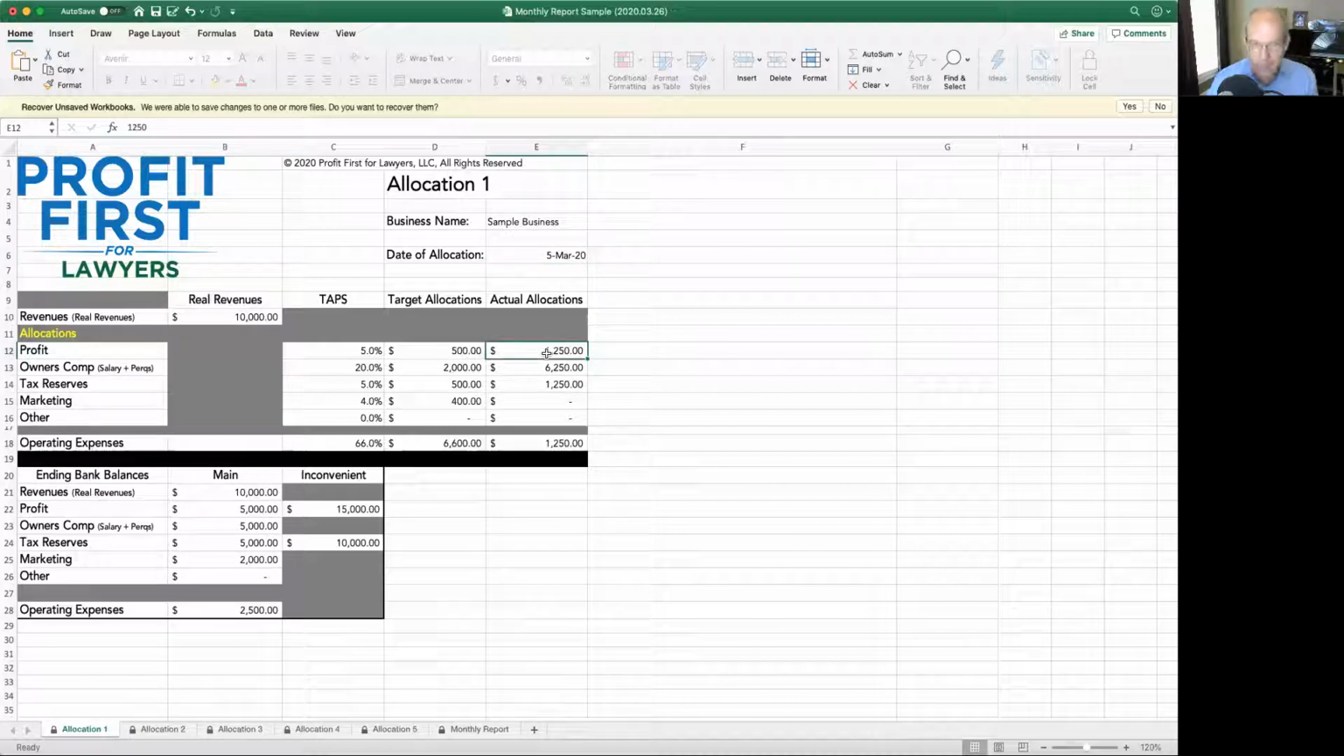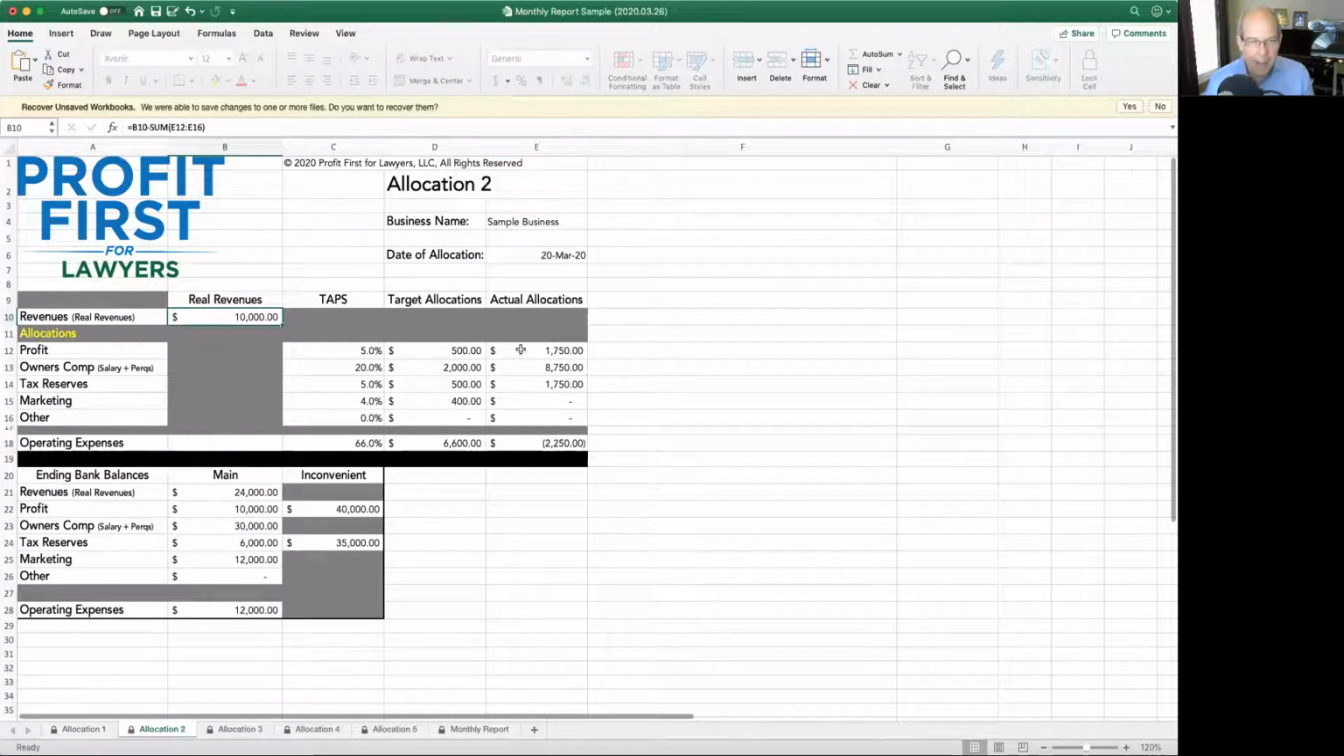To finish the report, we've got to actually put down what the actual allocations were. So let's say in this case, we actually did put 500 aside there. We actually did put 2,000 aside there. We actually did put 500 aside for taxes, as we should have. But we were only able, for some reason, to put $300 away for marketing. I'll see why that becomes important later. Which means that we actually allocated $6,700 to operating expenses. For some reason, we gave operating expenses more money than we should have. All right, now we can move on to allocation two.